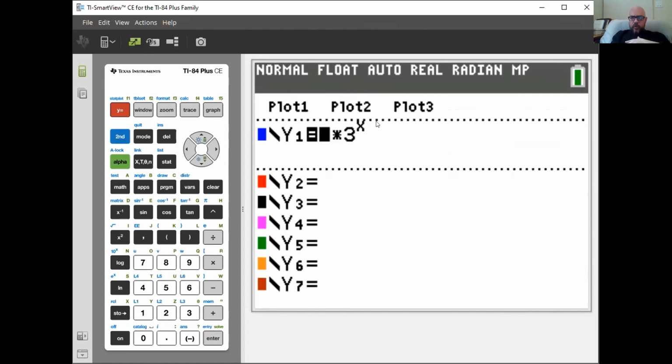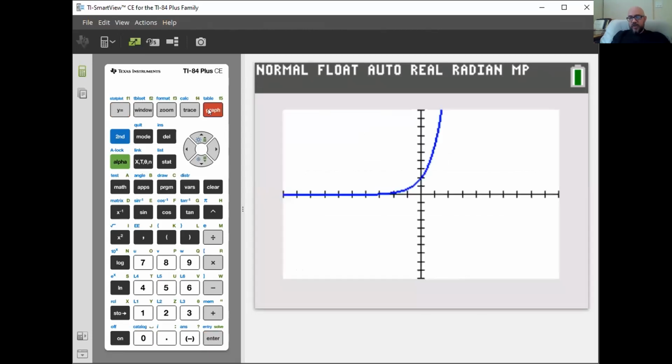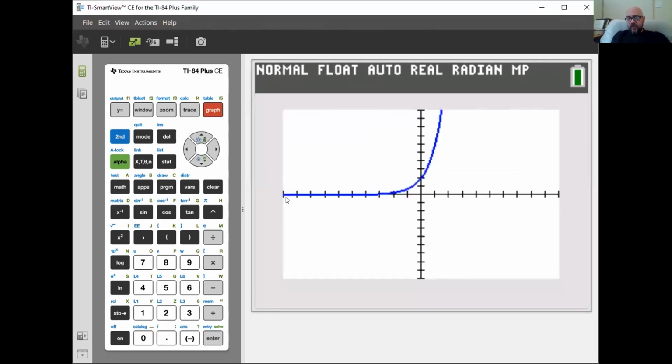The other thing you might want to do is be able to graph. So if I hit graph, what's going to happen is it will make me a graph. Unsurprisingly, there it is. This is what the function looks like. This is what 2 times 3 to the x looks like. And we're going to talk a little bit about where you can see the 2 and the 3 in here, but I'm not going to do it here.